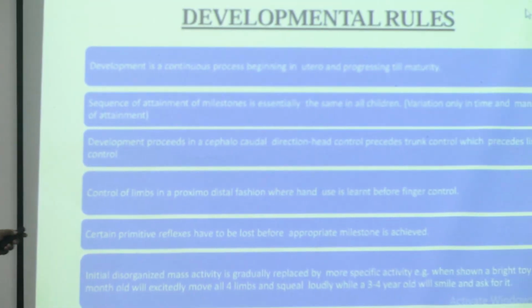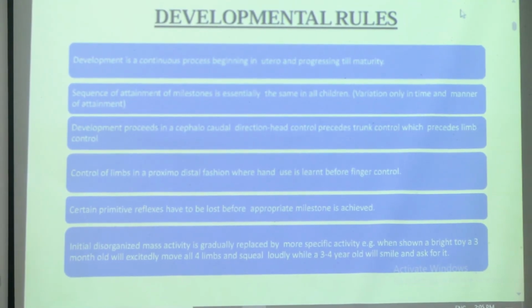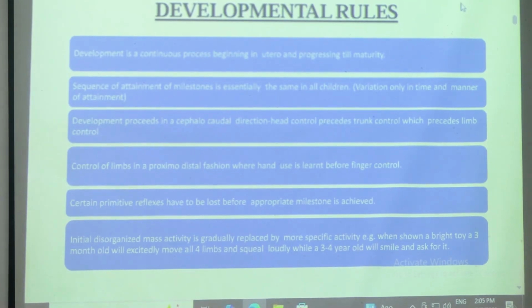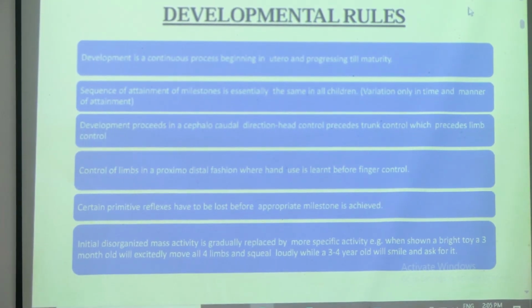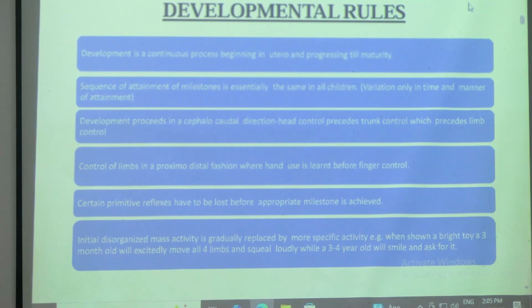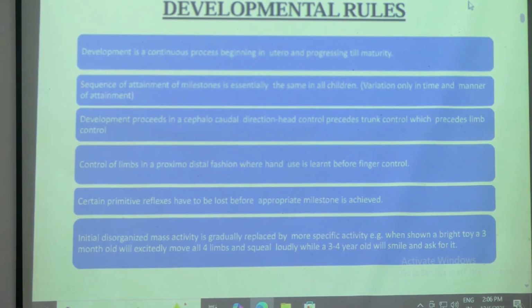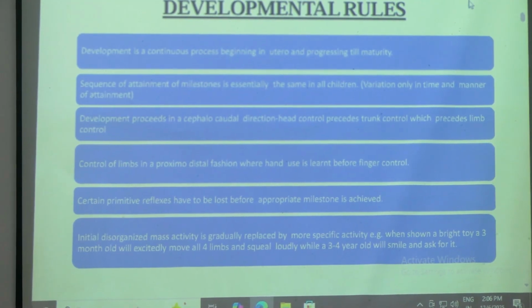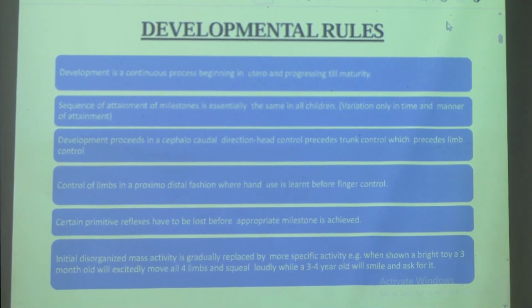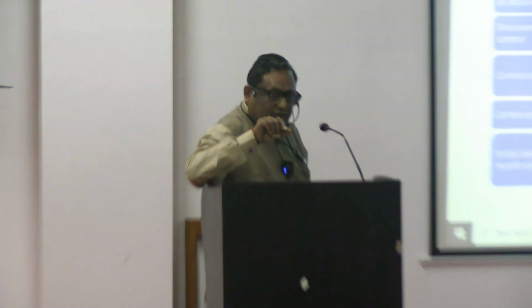It means development starts with control of the head first. After that it goes to the body, the trunk, then to the limbs. That is the cephalocaudal direction. Okay? Trunk control, then limb control proceeds. Control of limbs is proximodistal, meaning the proximal part of the limb develops first, then the distal part. That's why fine motor develops a little later. Gross motor develops earlier, fine motor develops later. Proximodistal control of limb.